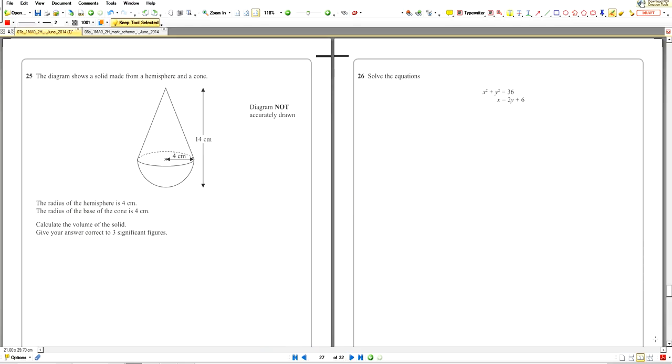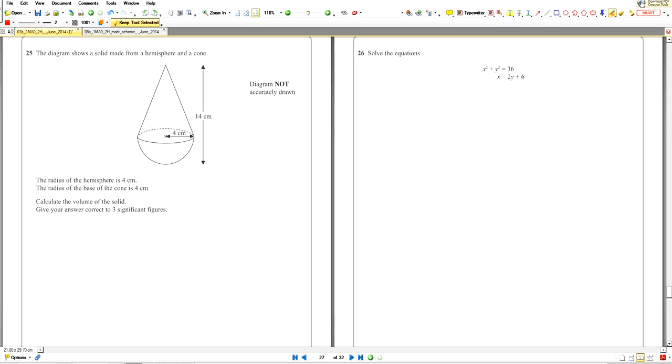Next question, we're getting towards the end of the paper now, and let's just hope we get all this recorded nicely. Okay, right. The diagram shows a solid made from a hemisphere. Hemisphere is half of a sphere. A sphere is like a ball, and half a ball is called a hemisphere. And a cone, we all know what an ice cream cone looks like, just turn it upside down. The radius of the hemisphere is 4 centimeters, the radius of the base of the cone is 4 centimeters. Calculate the volume of the solid. Give your answer correct to 3 significant figures.